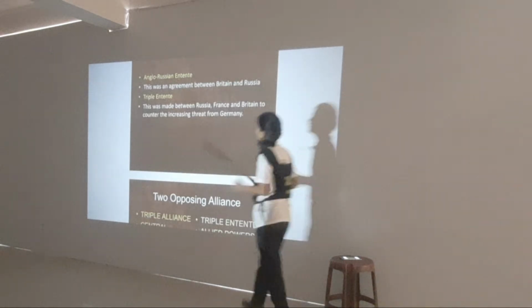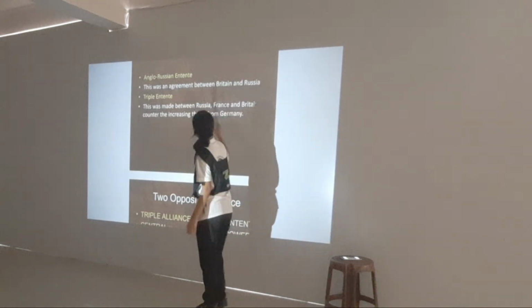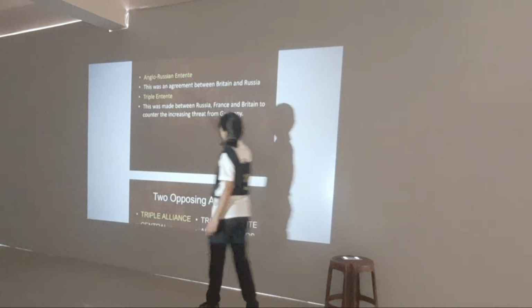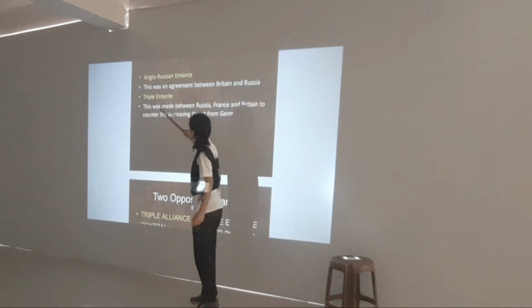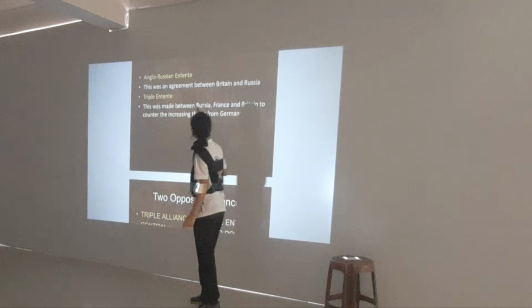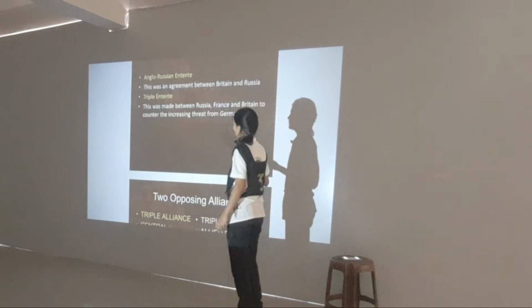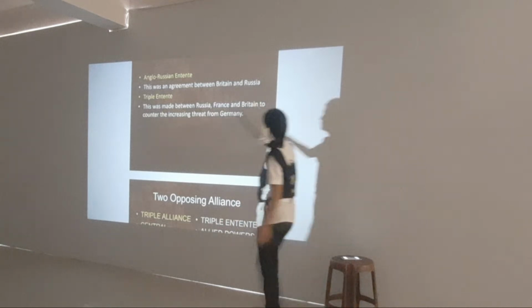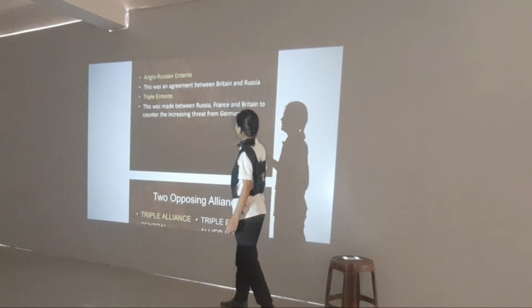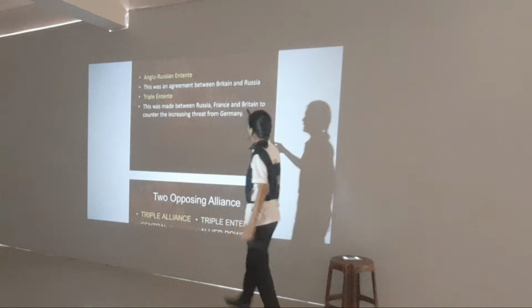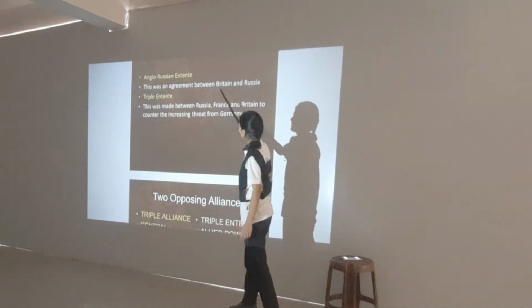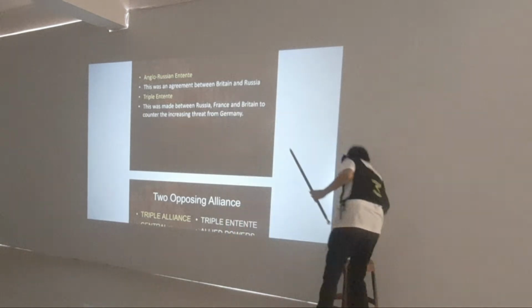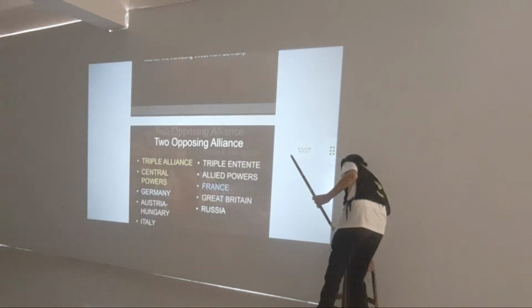The next one is the Anglo-Russian Entente. This was the agreement between Britain and Russia, and as per the Triple Entente, this was made between Russia, France and Britain to counter the increasing threat from Germany. So the Triple Entente between Russia, France and Britain is the Allied side, and the other was the Axis.